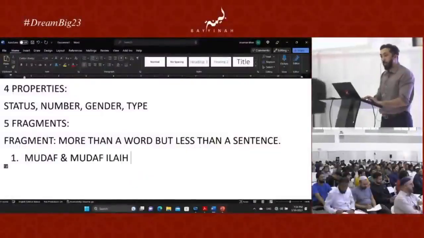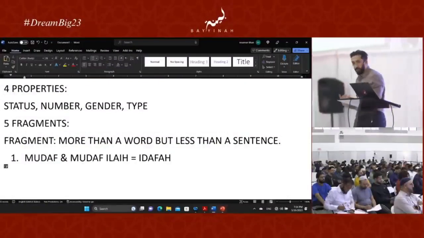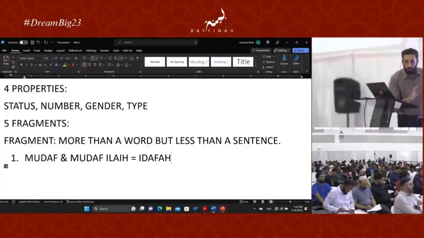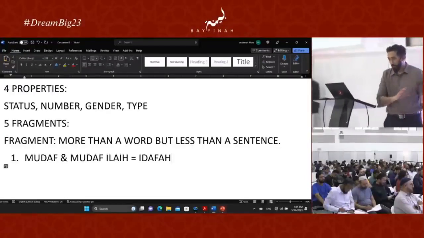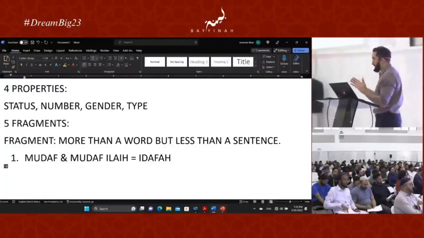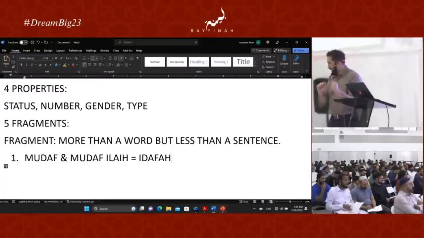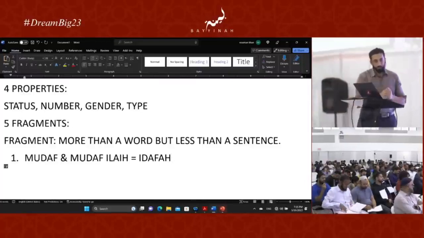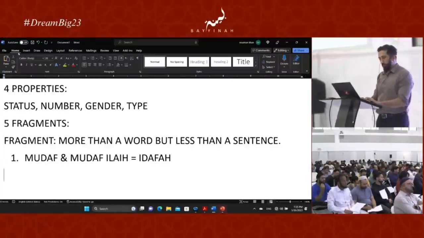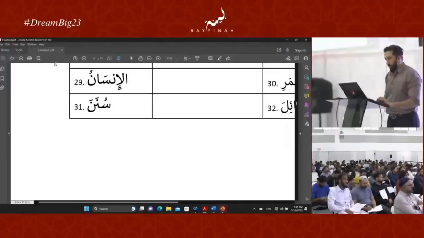The first of these fragments is called the Mudhaf and the Mudhaf Ilayh, and together they are called the Idafa. We started talking about the Mudhaf and Mudhaf Ilayh yesterday. Today, before the Maghrib prayer, we have about 40 or so minutes. I need to make sure your Mudhaf Ilayh is solid. So I'm going to give you some notes on Mudhaf and Mudhaf Ilayh. In fact, I think they are in your notes already, so let me open them and show them to you.